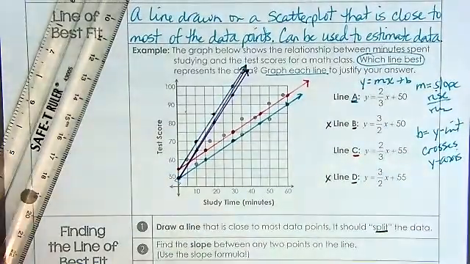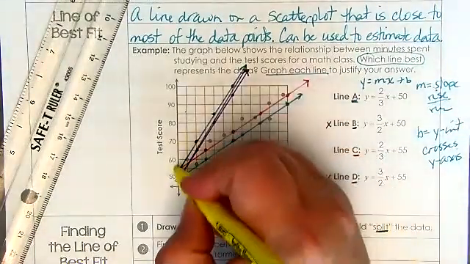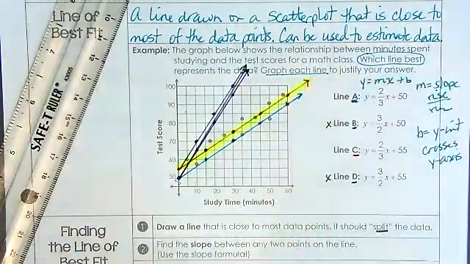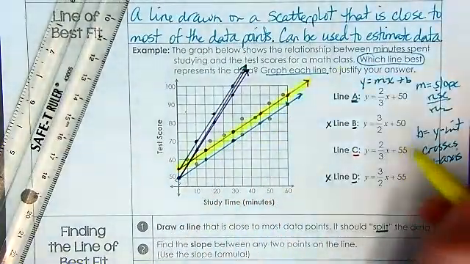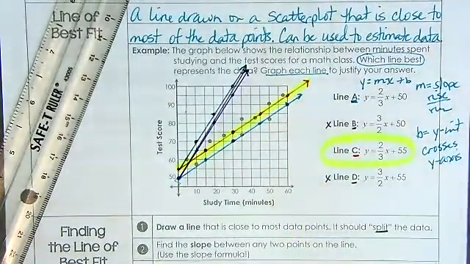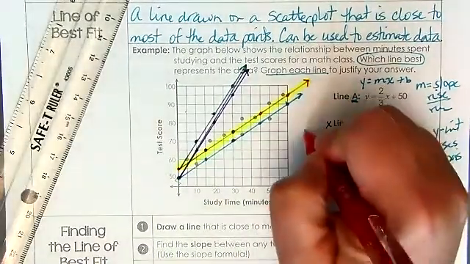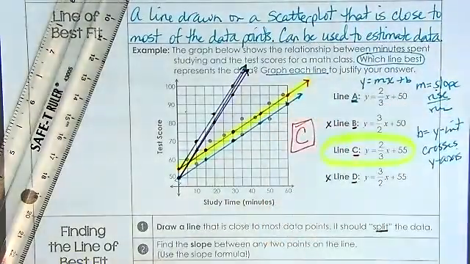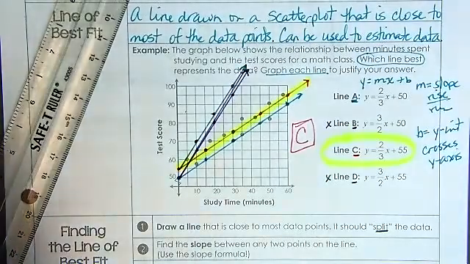So if I look at C, it has about half the points above and half the points below. So that means C is going to be my best answer choice. Excuse me. So C is the answer for this problem. But your work is where you have to draw every line. Okay, here we go.